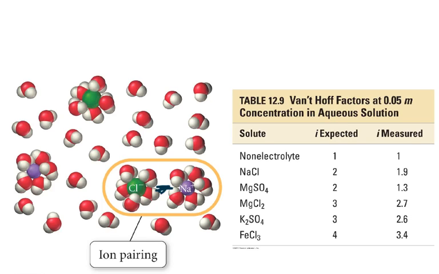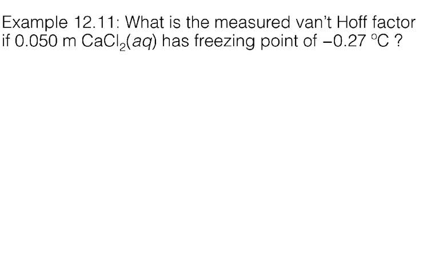And here are some of the expected versus measured Van't Hoff factors. So you can see for sodium chloride, they're pretty close. But as you get more particles dissolved, you get lower than expected values. So let's work through an example.